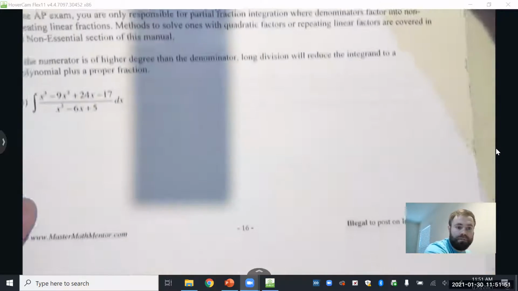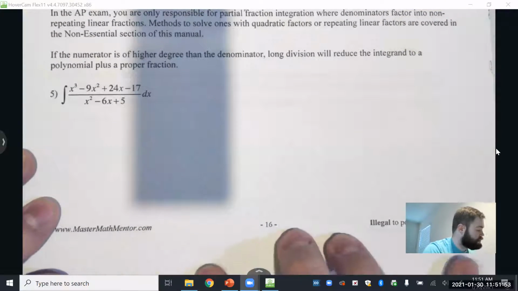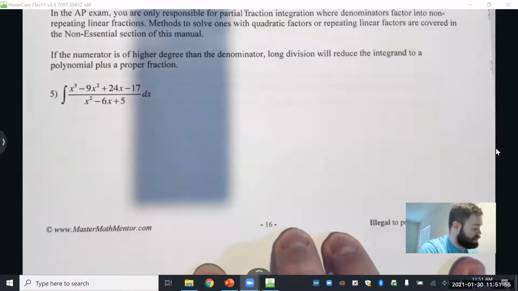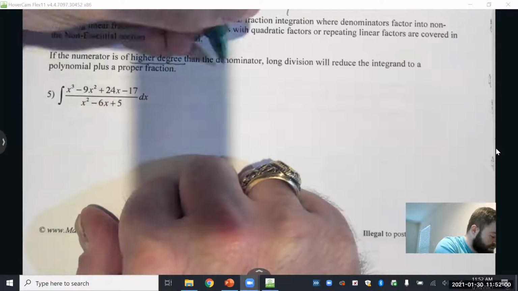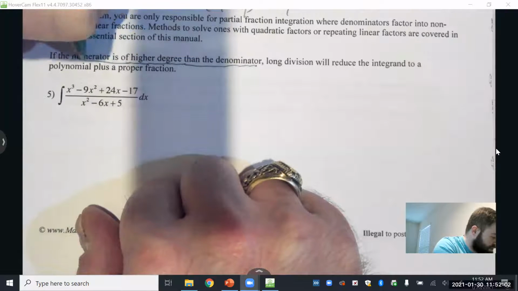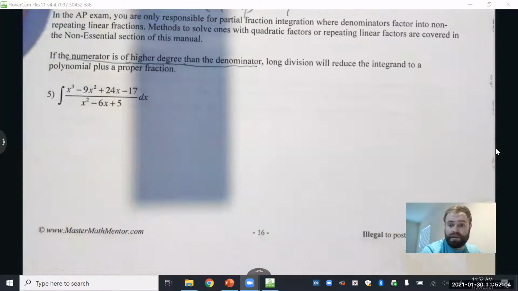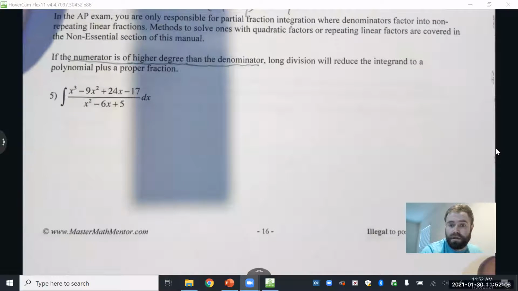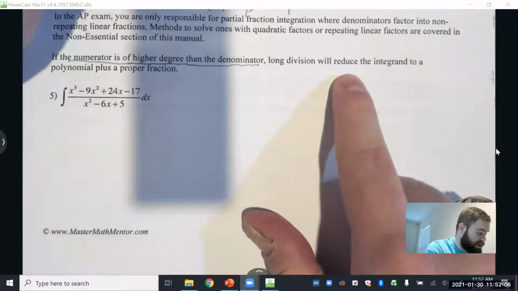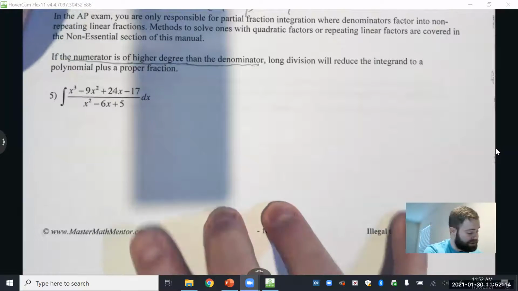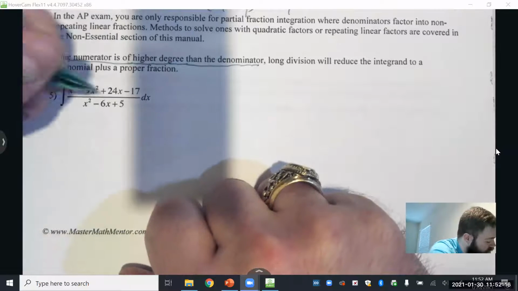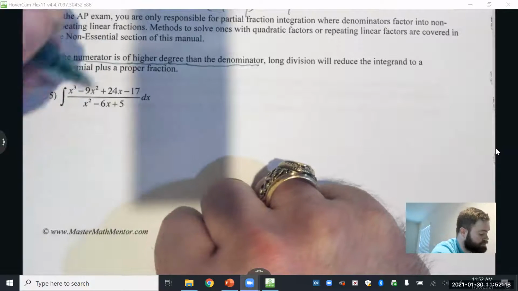Okay, number 5. We have a higher degree in the numerator than in the denominator. We've already seen problems like this back on Friday. So we're going to do long division first, and then with the leftover piece, we're still going to have to do some partial fractions. So first, some long division.